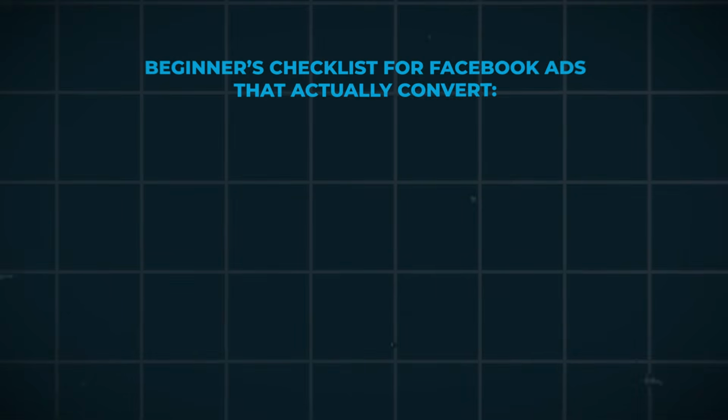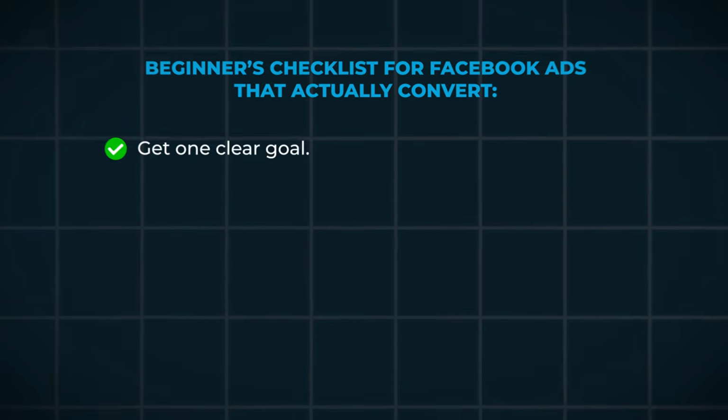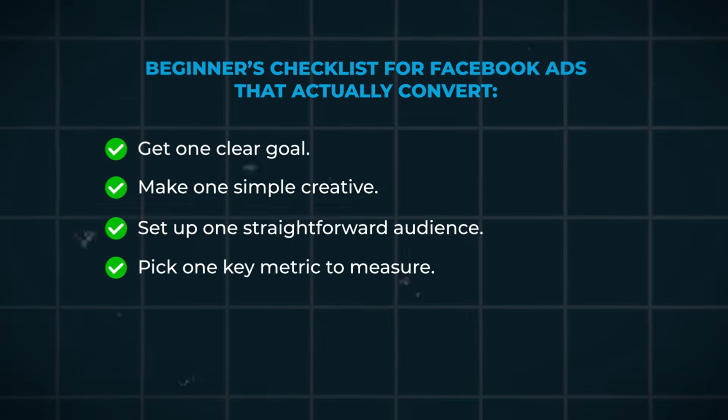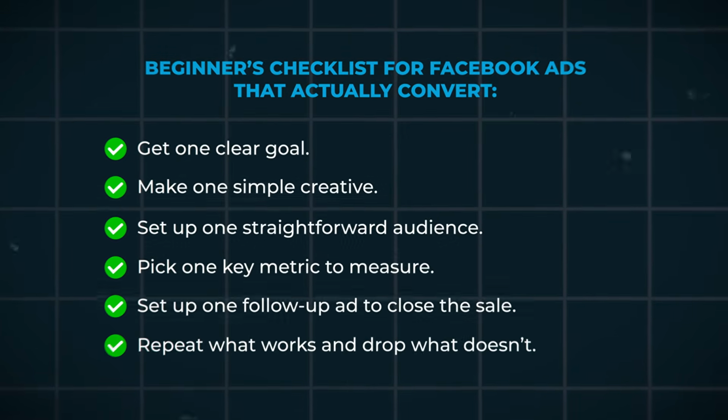So here's your beginner's checklist to Facebook ads that actually convert. Step 1, get one clear goal. Make one simple creative, set up one straightforward audience, pick one key metric to measure, set up one follow-up ad to close the sale, and then repeat what works and drop what doesn't. And that's it. No fancy funnels, no advanced hacks, just clear, focused marketing that gets real results.